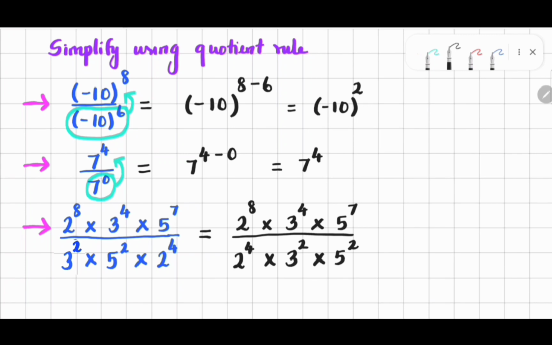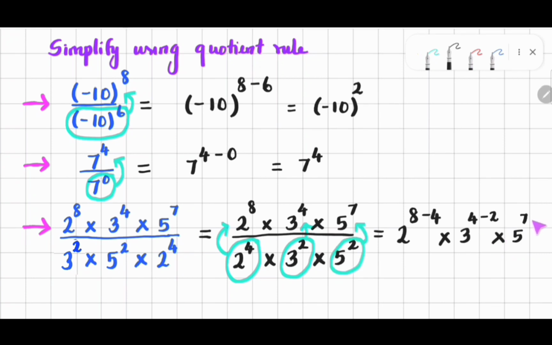We don't need to worry about the result because multiplication is commutative. Now let's apply the quotient rule. It says that if we bring the denominator to the numerator, the power becomes its opposite sign. We get 2 power 8 minus 4 times 3 power 4 minus 2 times 5 power 7 minus 2, which equals 2 power 4 times 3 squared times 5 power 5.